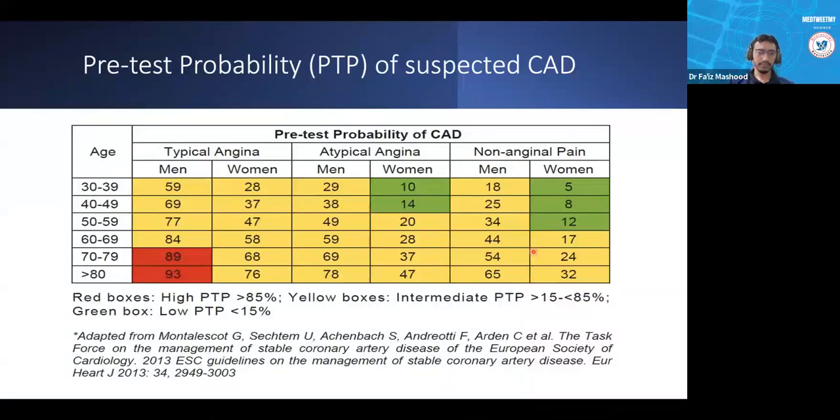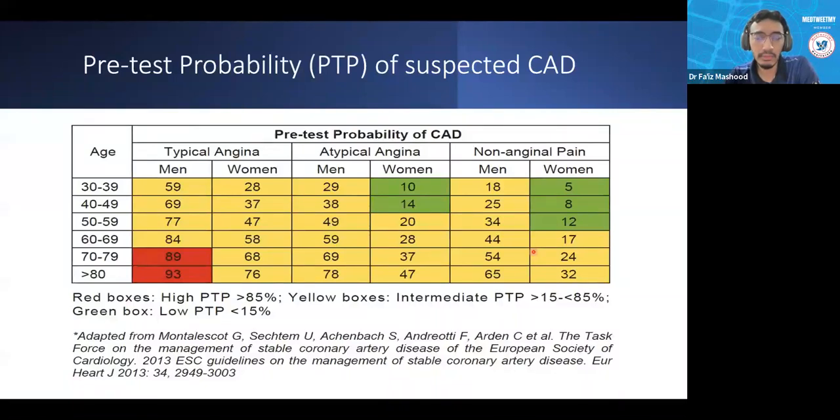All right, so we can see we have three colored zones here. Again, this pre-test probability classifies our patient based on age, gender, and the symptom itself. The green colored zone is the low likelihood of having CAD, less than 15%.